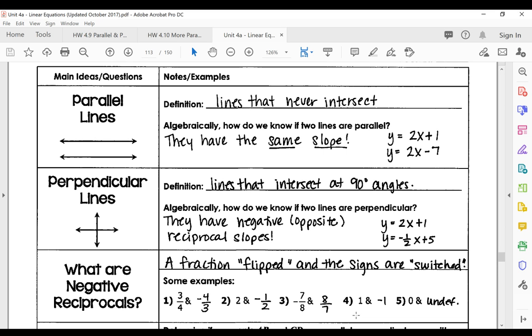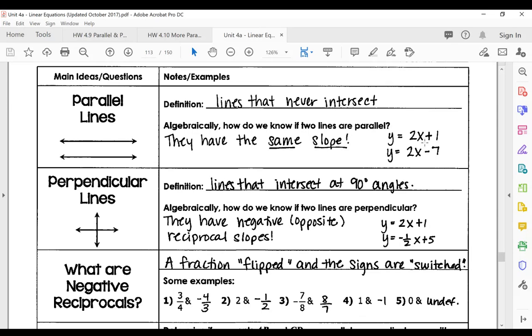In this lesson, we are going to determine if a pair of lines are parallel, perpendicular, or neither. So, the definition of parallel lines are lines that never intersect. Algebraically, we can know that two lines are parallel if they have the same slope.